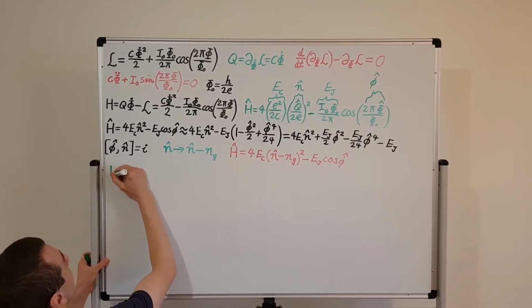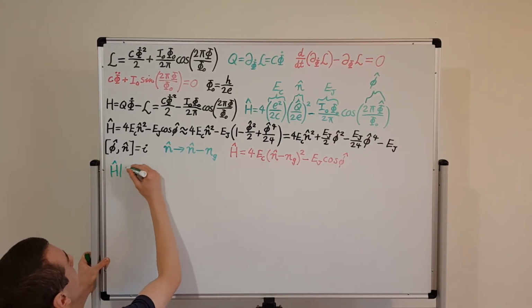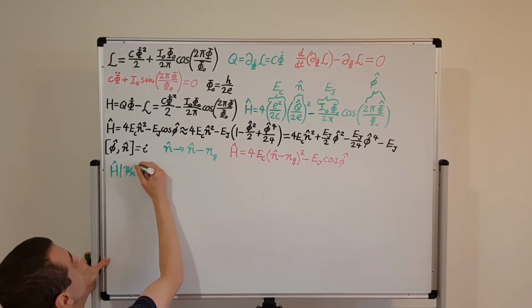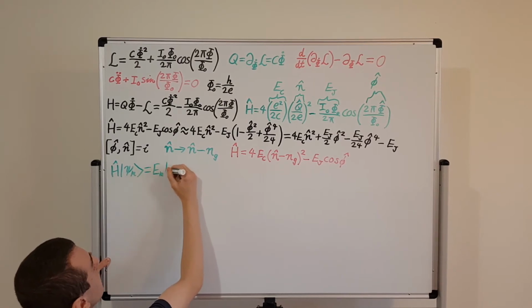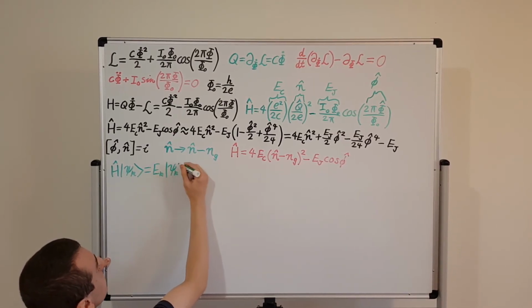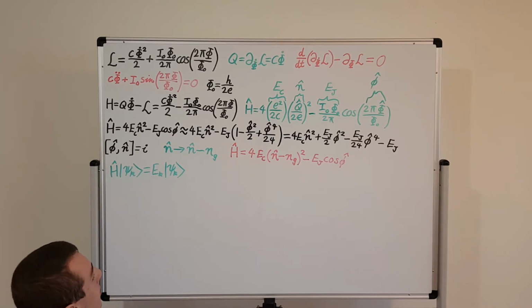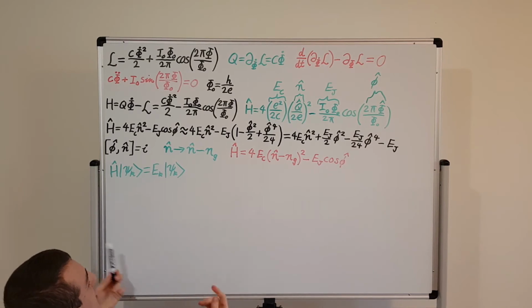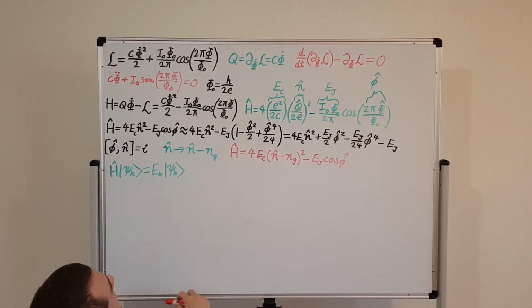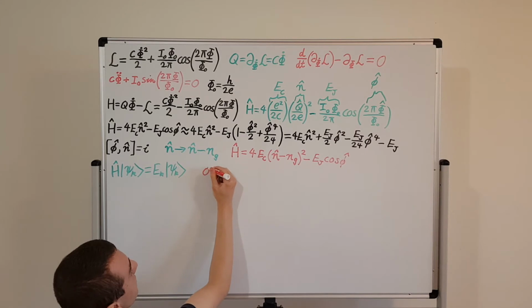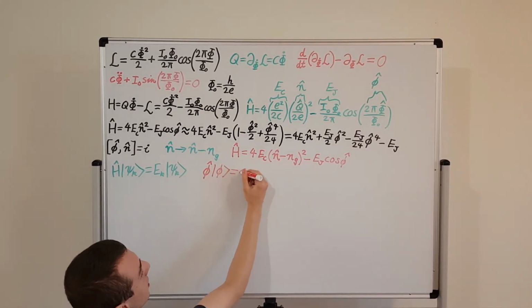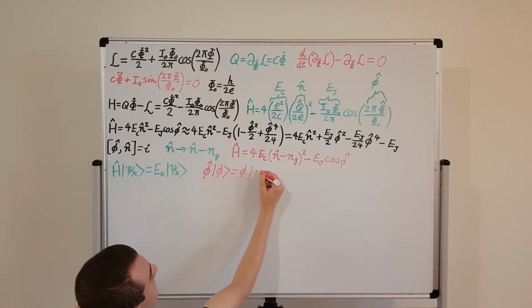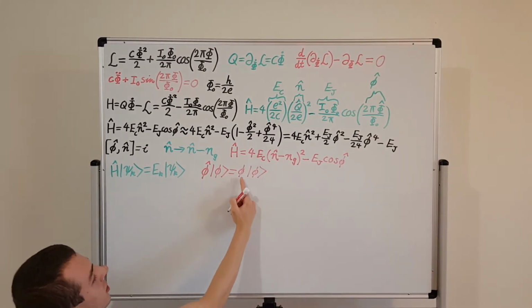So we have the Hamiltonian operator acting on one of the eigenstates. This is Dirac notation. That gives us an eigenvalue times this eigenstate. And another thing we can write down, if we want to express this in the phase basis, which is analogous to the position basis, is an eigenvalue equation for this phase operator. If it's acting on one of its eigenstates, it's the same as multiplying its eigenstate by an eigenvalue of phi.